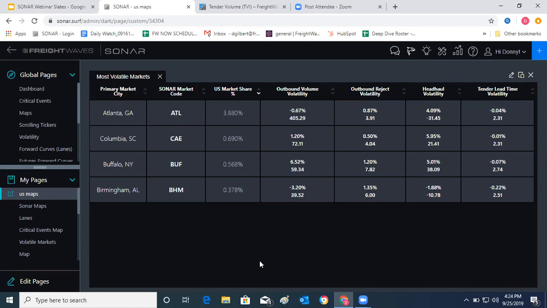On the map, you'll notice that in the Northeast, a lot of those markets turn shades of blue. That, again, is because the Northeast absorbs a lot of freight and doesn't have near the outbound. So you'll see that's where a lot of the freight is going.